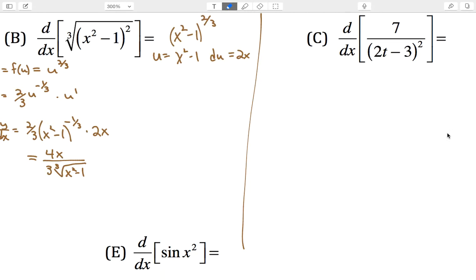Great. Okay, so the first thing we want to do, get our pen back, and we want to rewrite this, because this would be a nice quotient rule, but I want to use chain rule because the instructions told you to. So, d dx, and that's going to be 7 times 2t minus 3 to the negative 2, right?